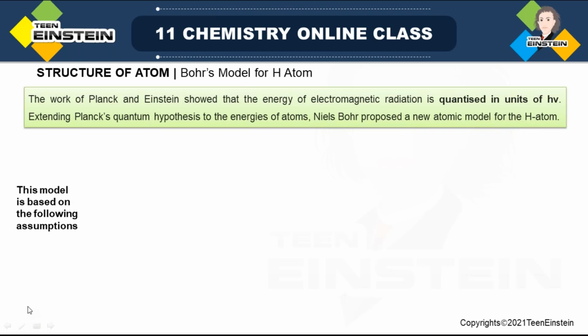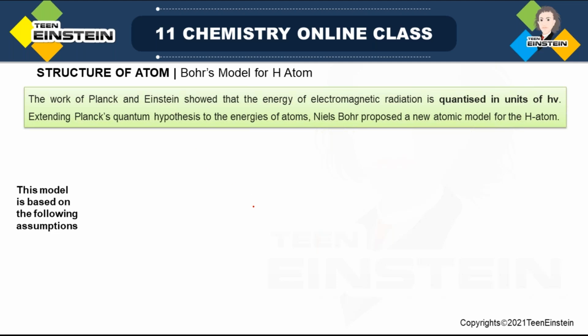Hello everyone. We'll start with the model which is known as Bohr's model for hydrogen atom, and after that there will be some problems related to this model, because numericals and problems related to this model are very common. And after finishing that, if time permits, we'll also discuss dual nature of matter and De-Broglie's principle.